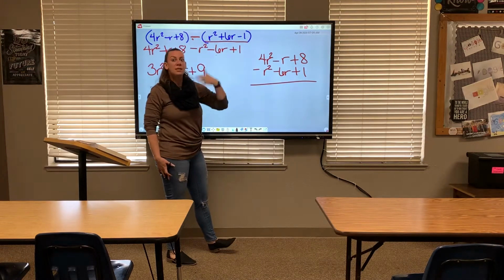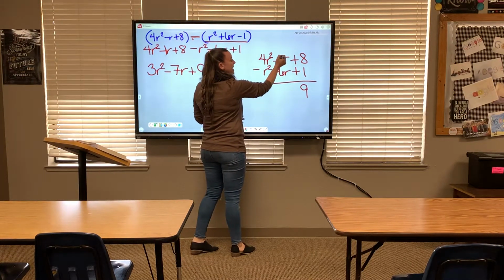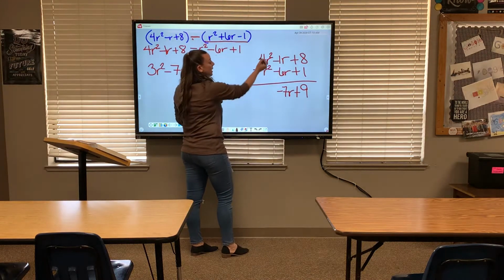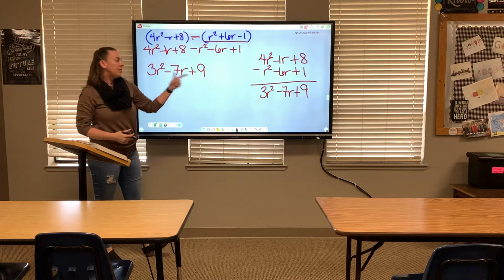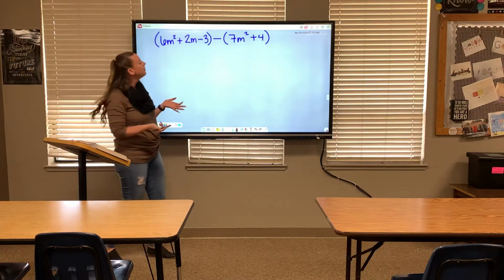Now I can do just like long addition. 8 plus 1 is 9. And then negative 1r and negative 6r is a negative 7r. That is a positive, so we want to keep the positive sign. And then 4 minus 1 is 3r squared. And I should end up with the same answer if I do the work properly. We'll do one more, and then you'll be on your own.